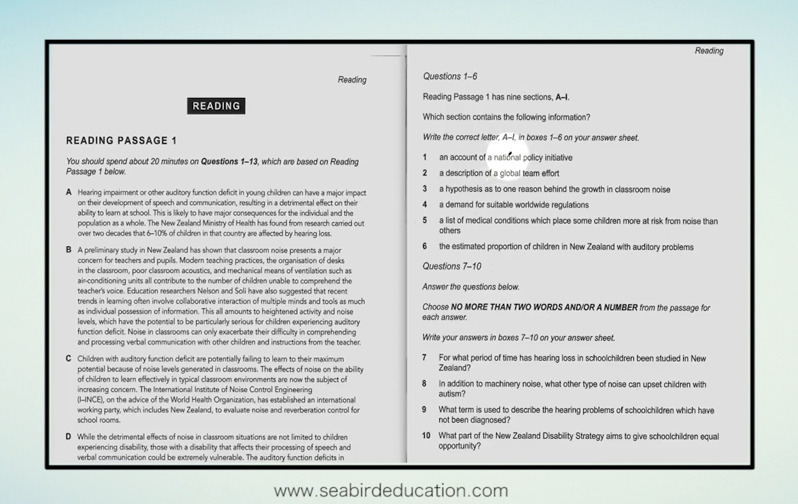I never quite get a 9, usually 8.5, because if you even make one mistake in the IELTS exam, you cannot get a 9.